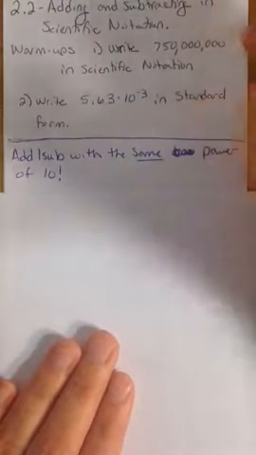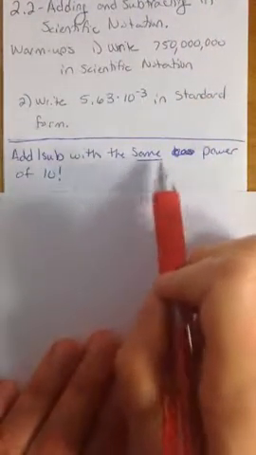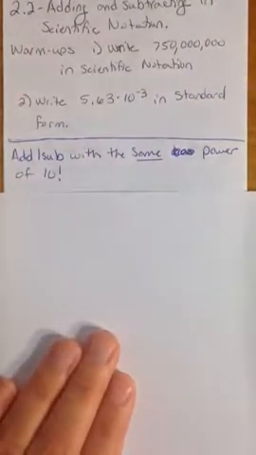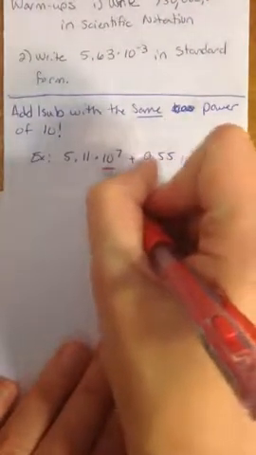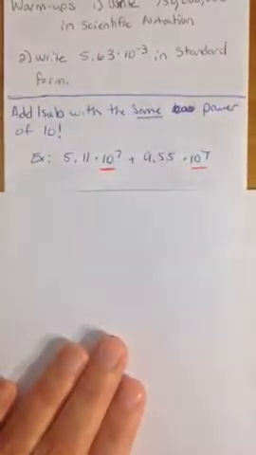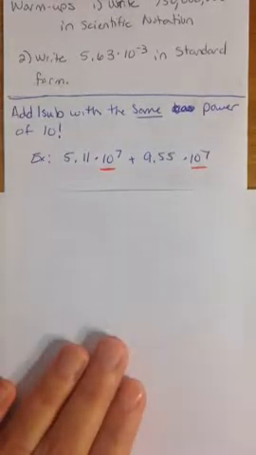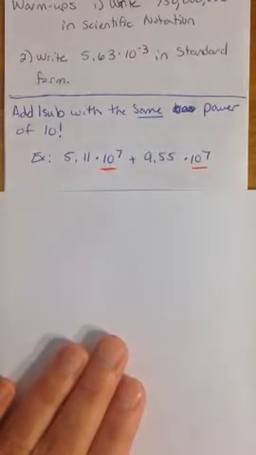So our first thing is we can add and subtract with the same power of 10. In my first example here, I can see that I have 10 to the 7th and 10 to the 7th. So when I have the same power and I'm adding or subtracting, I can just add my front numbers.